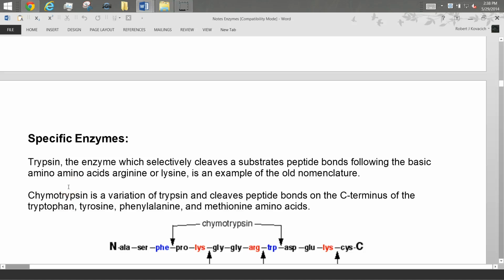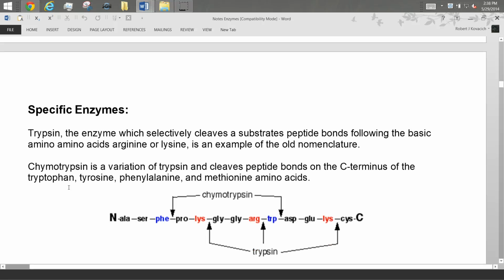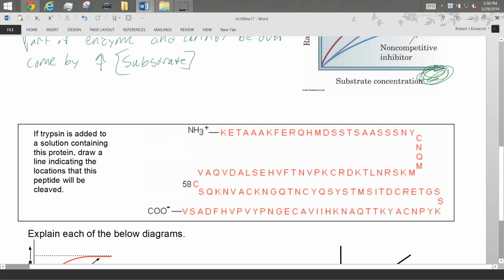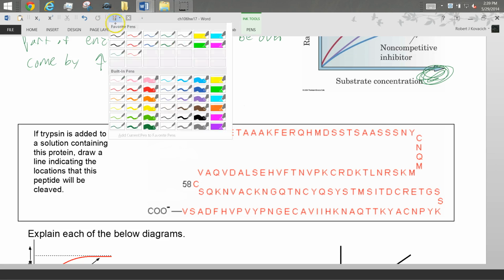So trypsin is an enzyme which selectively cleaves a substrate peptide bond following basic amino acids, arginine and lysine. So anytime I've got an arginine and anytime I've got a lysine, I'm going to get this piece of protein cut. So we go back to the notes here. R and K? Is that right? R and K? Yeah. Okay. All right. So every time I've got, it's not A because A is alanine.